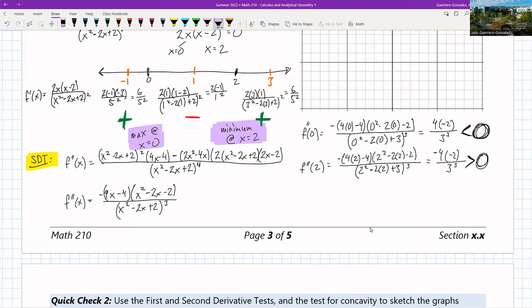Okay. The last thing I want to do is the test for concavity. So I'm going to do that over here. I'm running out of space here. Test for concavity. So remember how the test for concavity worked. If we plug in a value, and if it's positive, right, we knew that is concave up. And if it's negative, we knew that it is concave down.